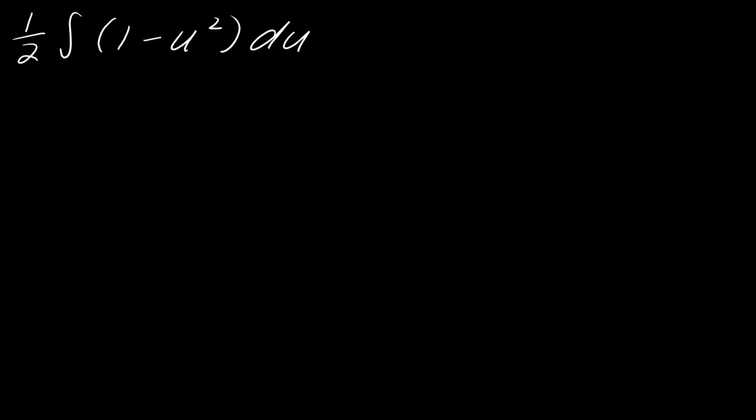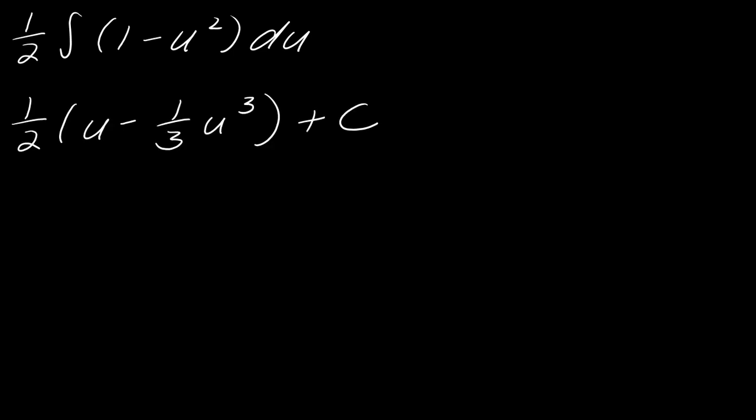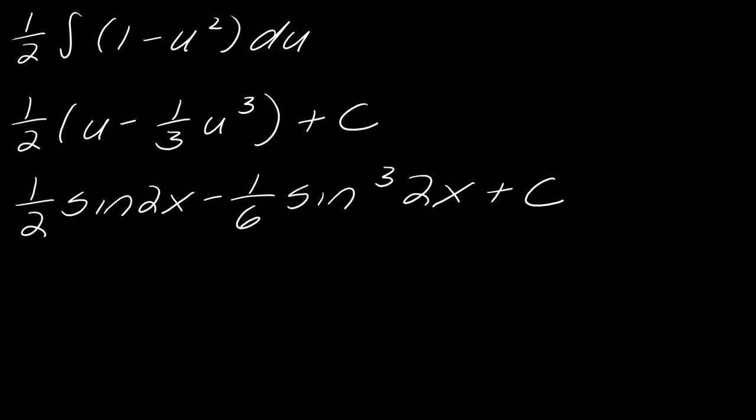And so then I can just integrate this. This will be 1/2 times u minus 1/3 u cubed plus c. And then I can distribute that 1/2 and replace u with sine 2x. And so we get the function that you see here in this case.